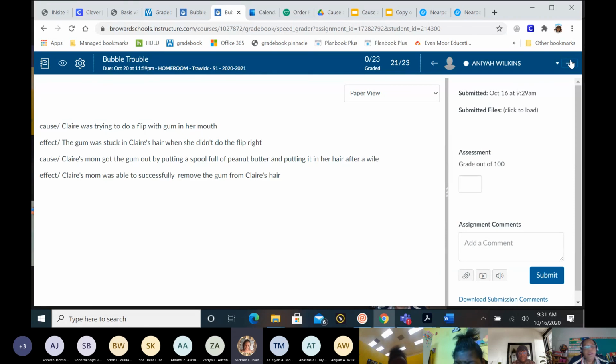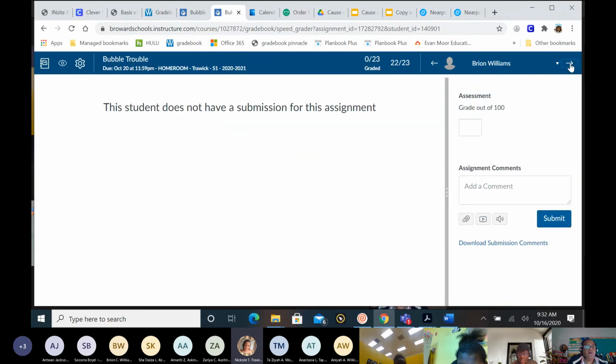Miss Nicholas, can you read AW's since her microphone doesn't work? Okay. AW put her cause was Claire was trying to do a flip with gum in her mouth. So that's why the effect is the gum was stuck in Claire's hair when she didn't do the flip right. And then for the second one, she put Claire's mom got the gum out by putting a spoonful of peanut butter in her hair after a while. Great job, guys.